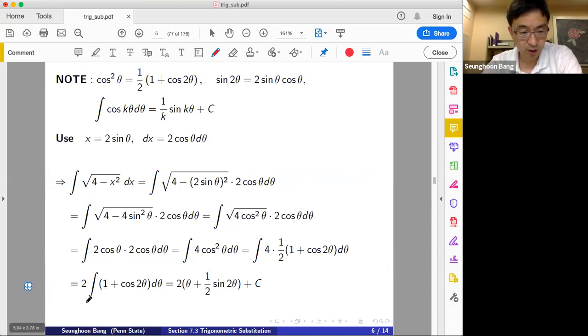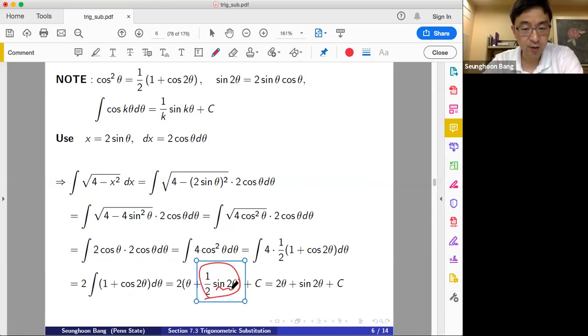So my point is the integral of cosine 2 theta is 1 over 2 sine 2 theta. Next, you have to change theta back to the x variable. How can you change back? Not easy. So you have to change sine 2 theta. What is sine 2 theta? You can use the double angle formula. Sine 2 theta is 2 sine theta cosine theta.